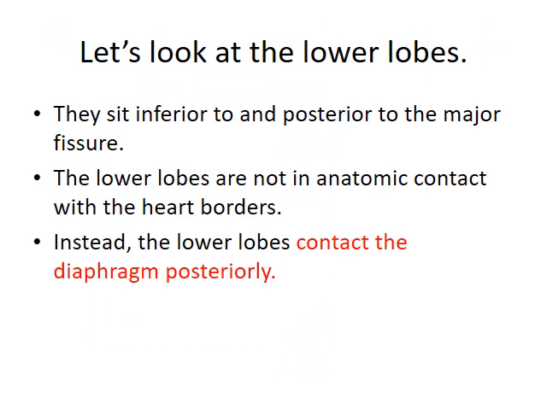So let's look at the lower lobes. The lower lobes sit inferior to and posterior to the major fissure. The lower lobes are not in anatomic contact with the heart borders. Instead, the lower lobes contact the diaphragm posteriorly. So what does it mean? In case of lower lobe consolidation, the diaphragm is not clearly visible, but the heart borders are easily visible.